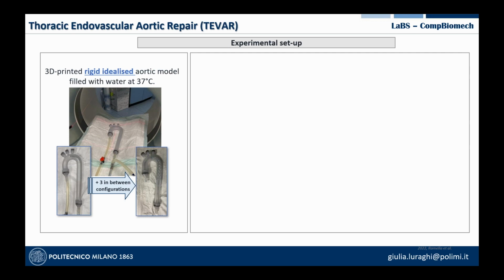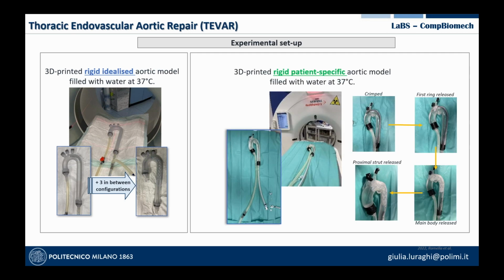Once we have the device model validated, we move to validate the procedure itself. So we decided to 3D print two different models of the aorta. The first one is with an idealized morphology, and the second one is with a patient-specific morphology. Both are made of a rigid 3D printed material in order not to add uncertainty in our validation study.